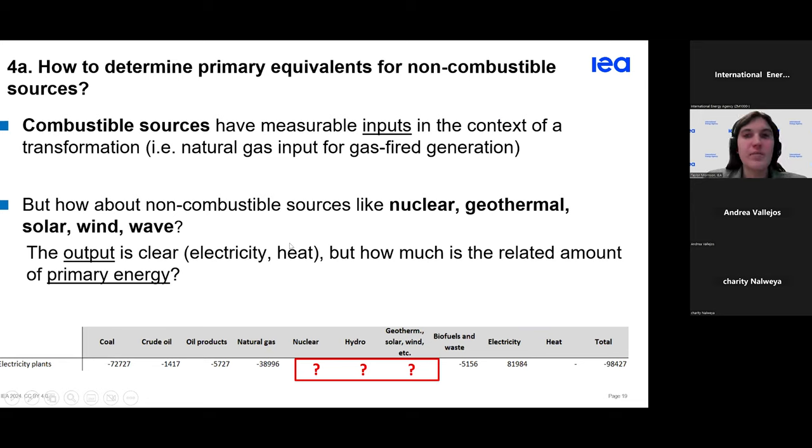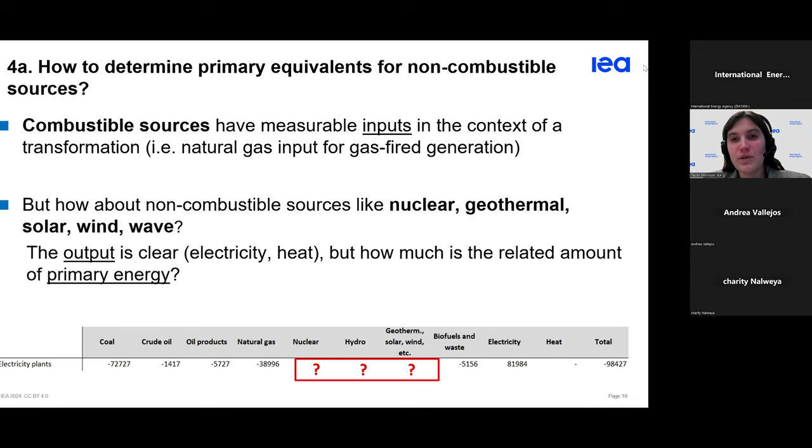So another very important choice for energy balances is how to determine the primary energy equivalents of non-combustible sources. Combustible sources such as gas, coal and oil have measurable inputs in the context of transformation. So if we know how much electricity is coming out of a gas-fired generation plant, and we can measure how much natural gas is going into that plant, we have both inputs and outputs.